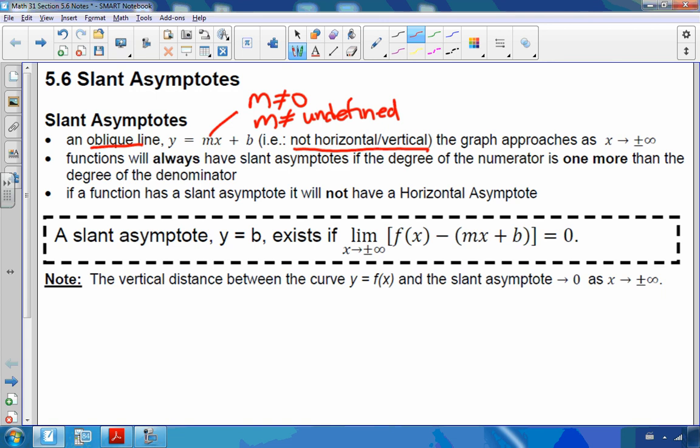Here's the formal definition to prove whether a line is a slant asymptote or not. If we look at the limit as x approaches positive and negative infinity, that just means the ends of the graph, and we look at the difference between the function and the slant asymptote, that will approach 0, which just means that the ends of the graph are approaching this slant asymptote. So the distance between them is getting smaller and smaller, and it is approaching 0.